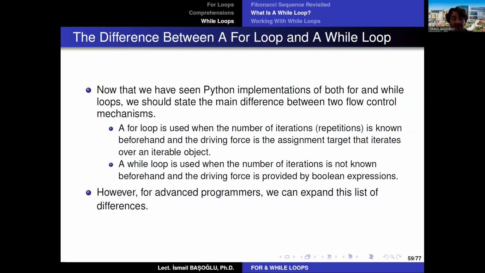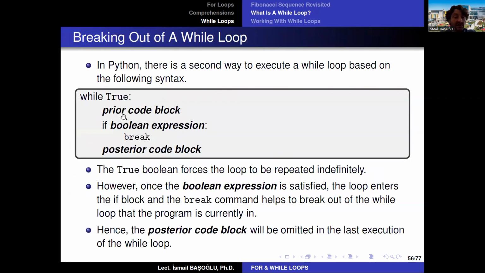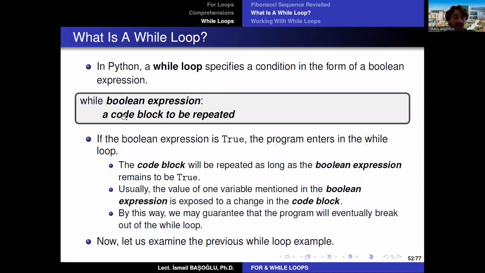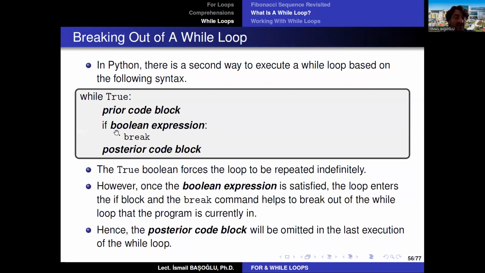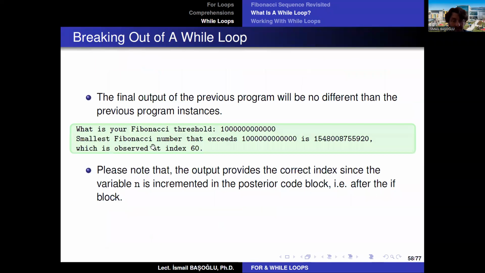For loops are driven by an assignment target which takes values over an iterable object, while while loops are driven by a Boolean expression, whether that Boolean expression is written after the while keyword, or inside the while block under an if statement which contains a break keyword in it.